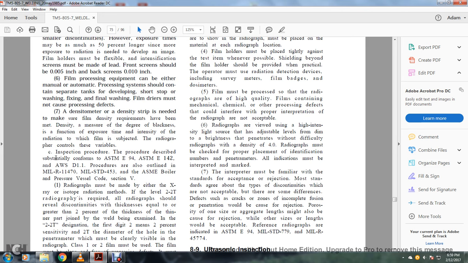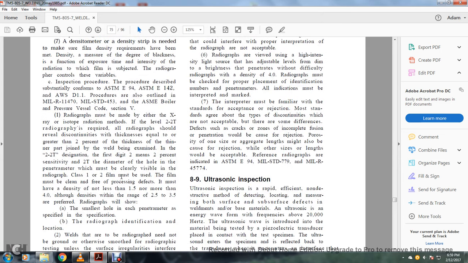Inspection procedure. The procedure described substantially conforms to ASTM E94 and ASTM E142. AWS D1.1 procedure also outlines Military Standard R11470, Military Standard 453, and the ASME Boiler and Pressure Vessel Code, Section 5. Radiography must be made with either the X-ray or isotope radiation method, and the 2T level of radiography is required. All radiographs should reveal a discontinuity with a thickness equal to or greater than 2% of the thickness of the thinner part joined by the weld being examined.